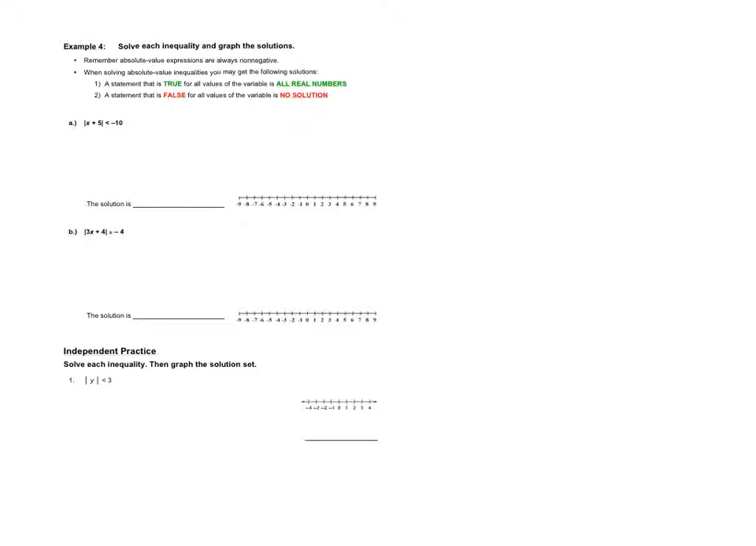Just like with absolute value equations, there's special circumstances. So remember with absolute value equations, you could never have an absolute value be less than a negative. So if I had a problem like this, for instance, the answer would be no solution. With absolute value inequalities, we have to keep in mind, like I said, absolute value expressions are always non-negative, and when solving absolute value inequalities, you may get the following solutions. It might not just be no solution. We could also have this other circumstance where we have all real numbers. If a statement's true, it's going to be all real numbers. If a statement's false, it's going to be no solution. So let's take a look at one.